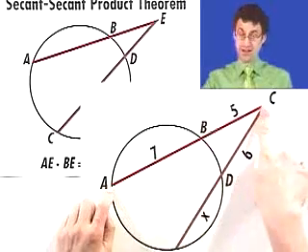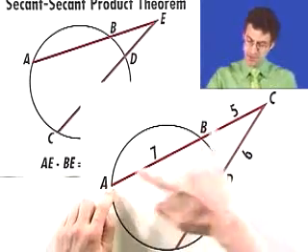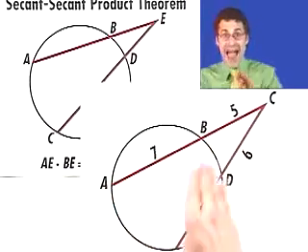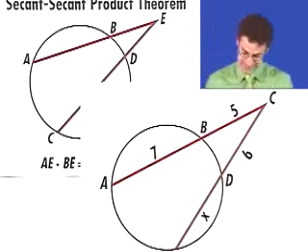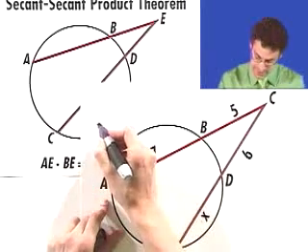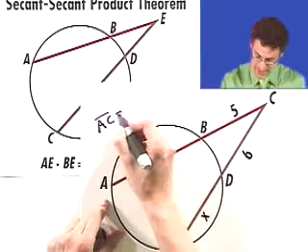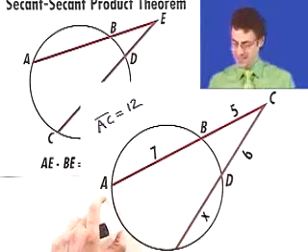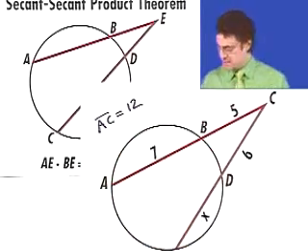Now, one of those questions is really easy. This secant we can figure out pretty fast. It's just 7 plus 5, and that's 12. So AC equals 12. That was pretty easy. All right, but now the x remains. So let's now set this up.